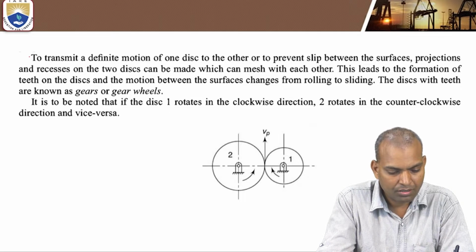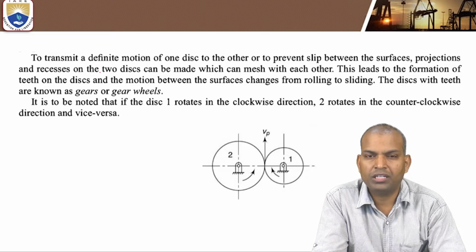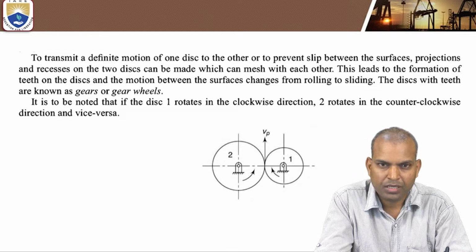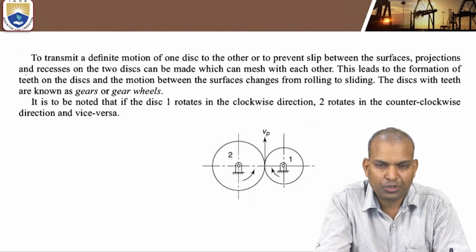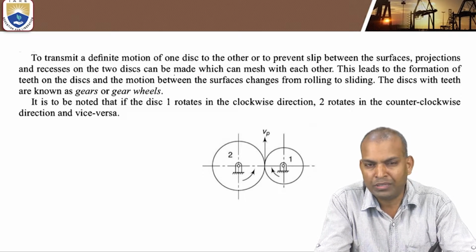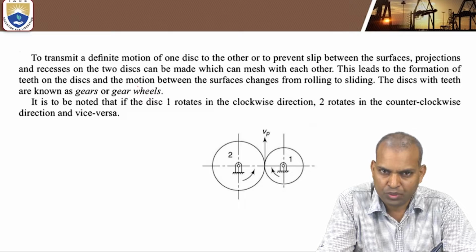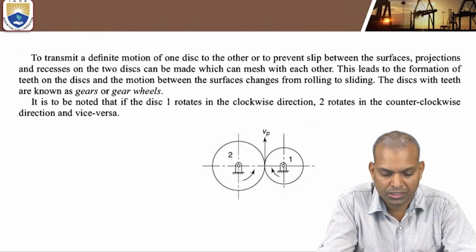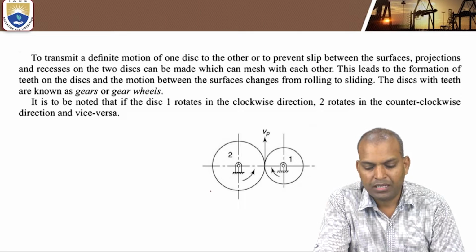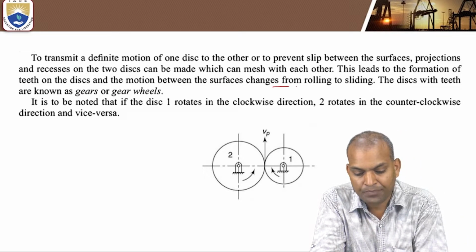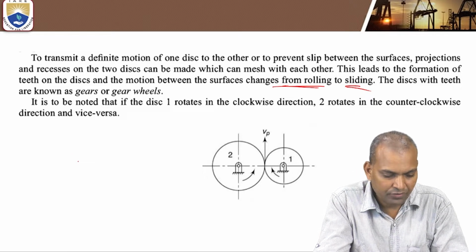Now, to transmit a definite motion from one disk to the other, or to prevent slip between the surfaces, projections or recesses can be made on the two disks in order to avoid slipping. To prevent slipping, we have to add projections or recesses on the surfaces of the two disks, which can mesh with each other. This leads to the formation of teeth on the discs, and the motion between the surfaces changes from rolling to sliding.